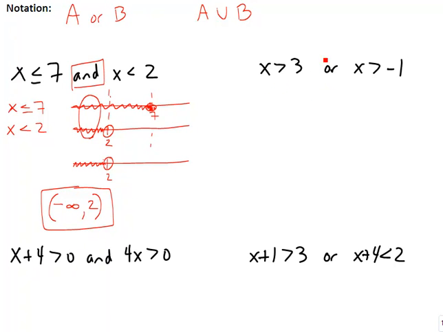In the second example, now we see the word "or". So "or" here means union. We're going to do the same kind of setup that we did before. We're going to set up 2 separate inequalities lined up underneath each other. So when I see x greater than 3, I'm going to want to plot 3 a little bit to the right, open circle around that 3, and greater than would be shading to the right. X greater than -1, I'm going to put an open circle around the -1, and greater than is also shading to the right.